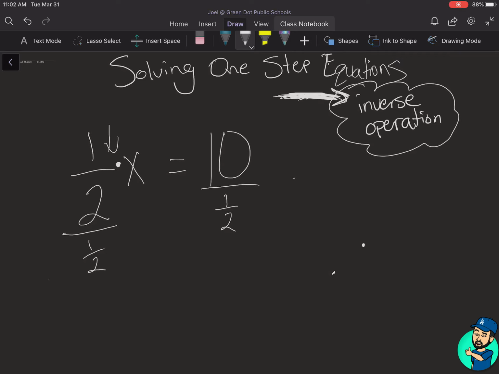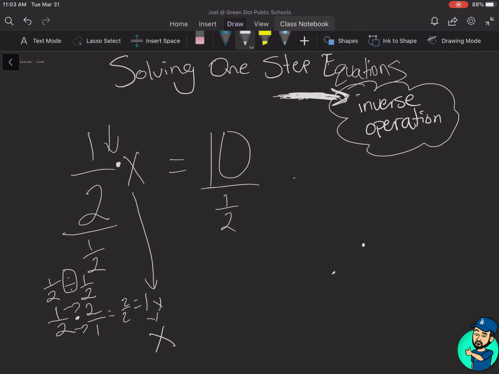Watch this. Half divided by half. You need to apply the keep, change, flip rule, which is keep the half, change the division to multiplication, and you flip the half to a 2 over 1. Now this, when you multiply straight across, is 2 over 2, which equals 1. And we all know that 1x is just x.